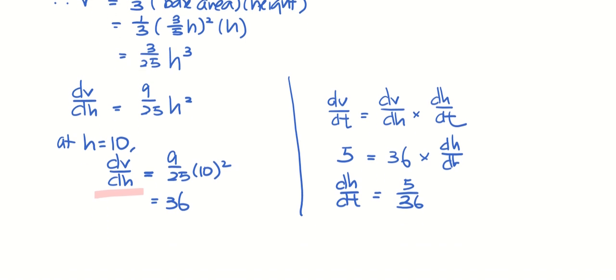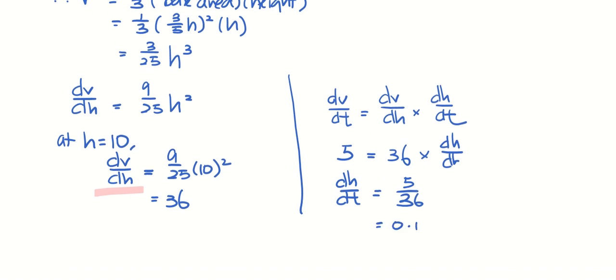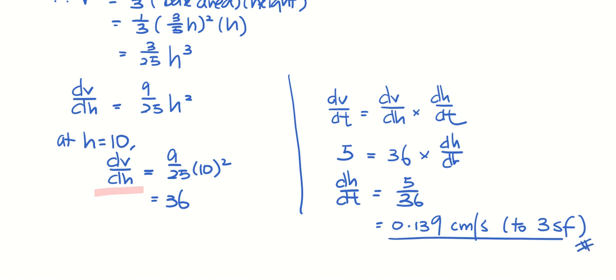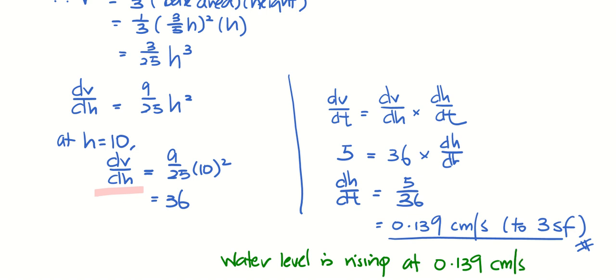That will give you 0.139 cm per second, corrected to 3 SF. You may just want to round it off with a statement. Water level is rising at 0.139 cm per second.